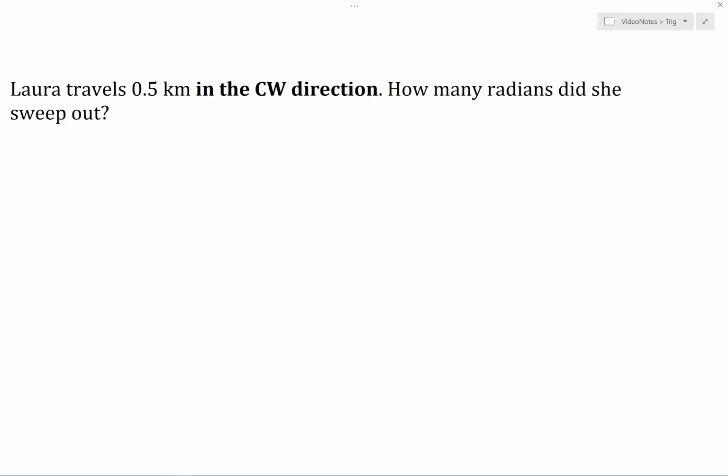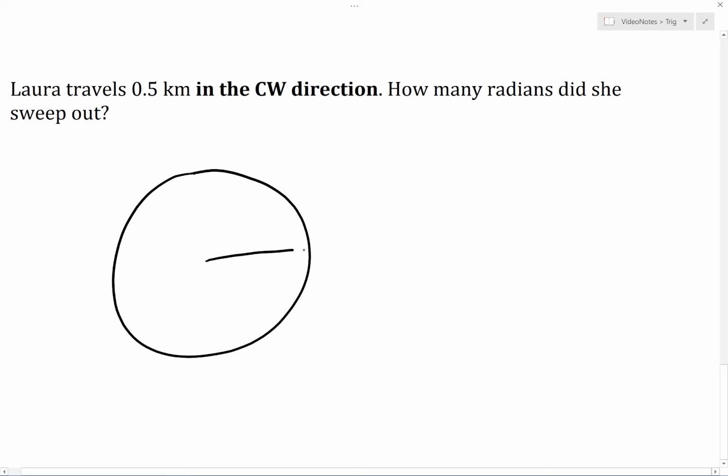Let's consider one last scenario. Laura travels 0.5 kilometers in the clockwise direction. We want to know how many radians she swept out. So again, start by drawing a diagram. Circular ski trail with a radius of 1.4 kilometers. Laura starts at the 3 o'clock position, but now she travels in the clockwise direction. She travels for 0.5 kilometers. So she travels 0.5 kilometers around there, and she stops after traveling that distance.